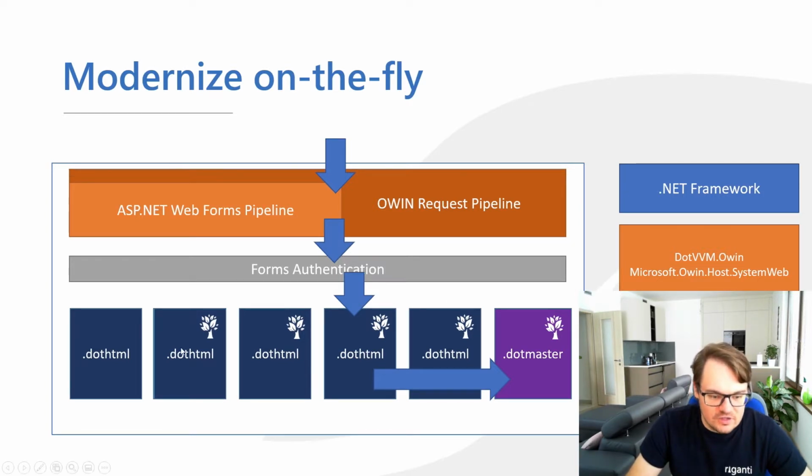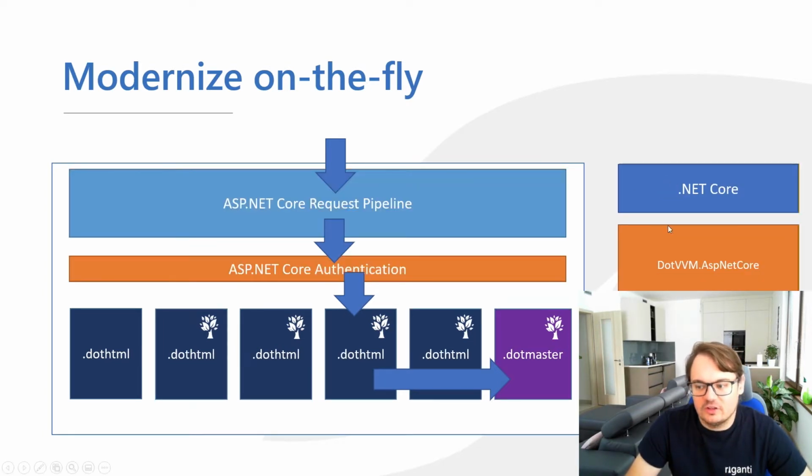So you only have .dothtml files and .dotmaster pages in the project, but you are still running on the old framework. Then it's quite simple, because you just need to change your csproj file so it will reference .NET Core, and you will also need to swap NuGet packages. Before you were using DotVVM.Owin, but you can switch the package for DotVVM.AspNetCore, and it will hook up to the new ASP.NET Core request pipeline as a middleware.